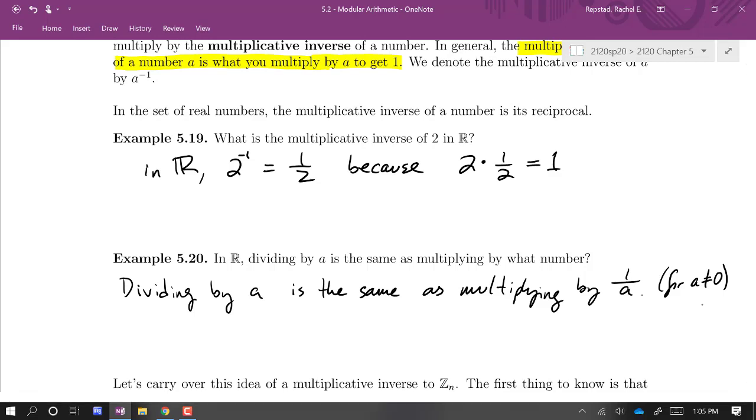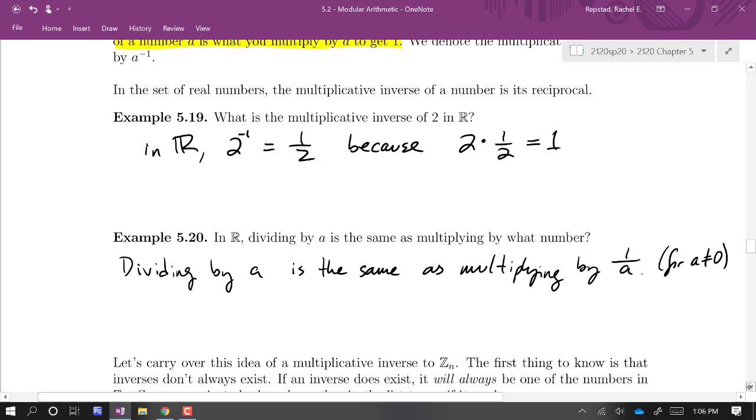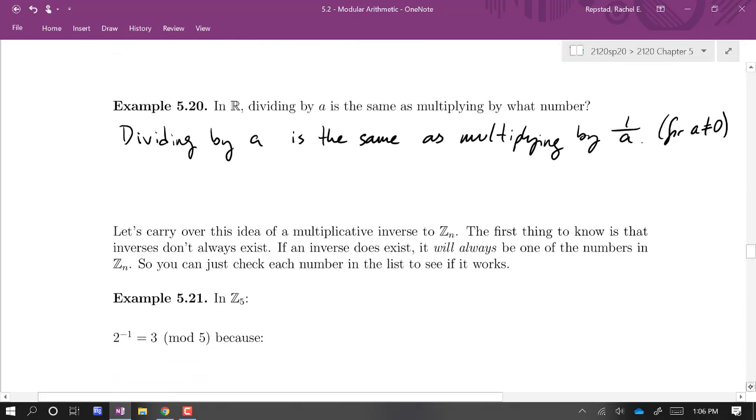Now, this is what it is in the real numbers. The multiplicative inverse of 5 is 1/5. The multiplicative inverse of 12 is 1/12. Right, it's those fractions. And because we can cancel, right? It's that arithmetic that we know and love. Now, let's get out of that. Let's extend this idea to Zn.